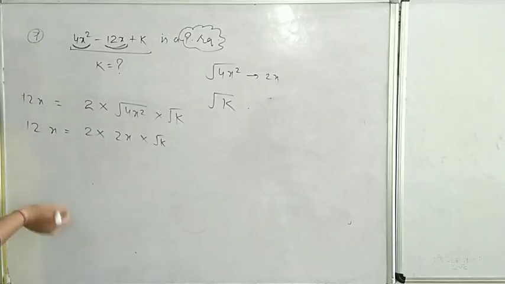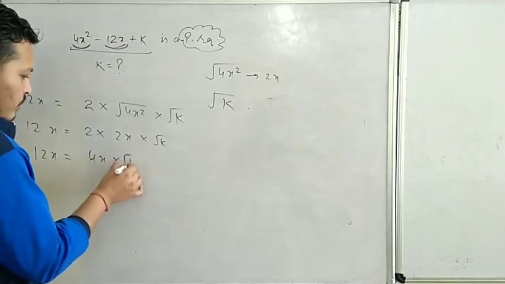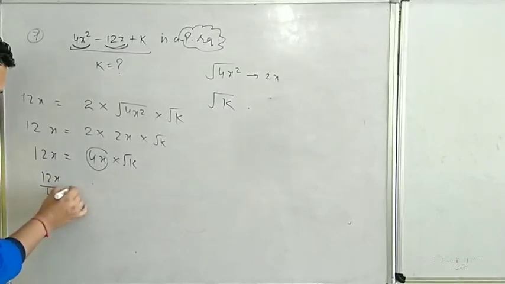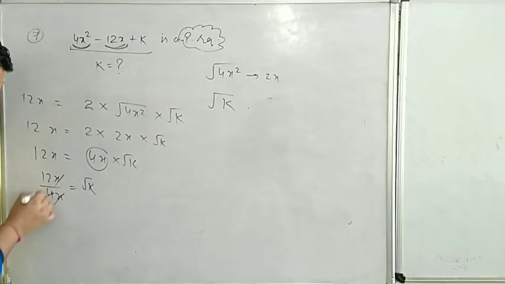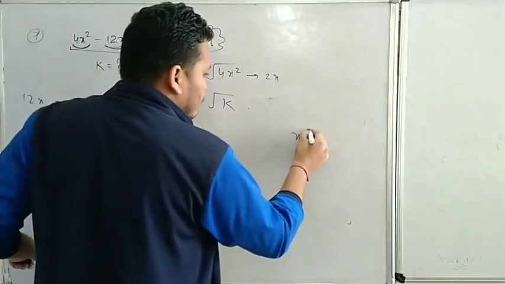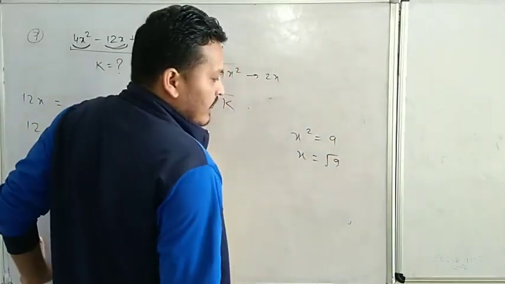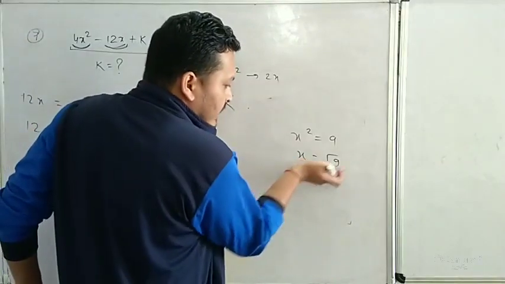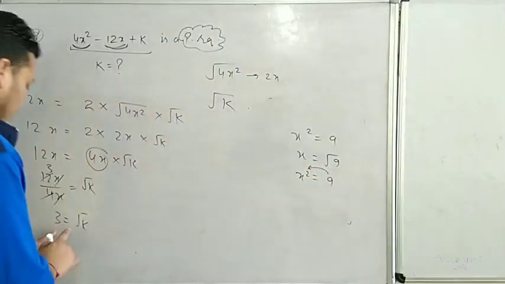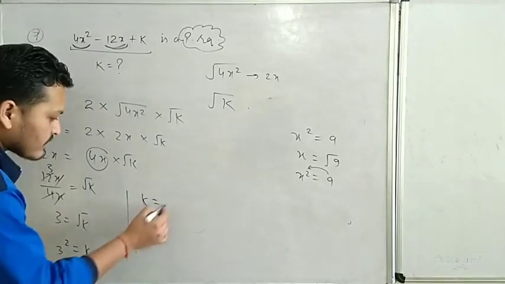So we can write 12x is equal to 2 into 2x into root k, that is 4x into root k. So remove this 4x, so then it becomes 12x upon 4x is equal to root k. So x cancels, 4 threes are 12, so 3 is equal to root k. As you know, if x square is equal to 9, x is equal to root 9. So can we take this root to the left hand side? Yes sir. 9 is equal to k. We can write the same here: 3 square is equal to k. So finally k is equal to 9.